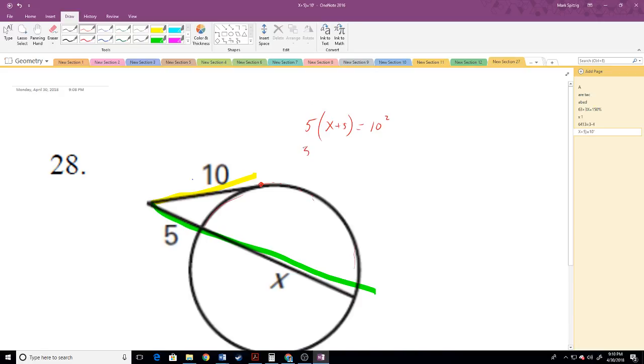So in this case, if you want to finish it out, is that 15? I think that's 15. You can just double check. If that's 15, then that would be 5 times 20 equals 100, and that's true. So we're good.